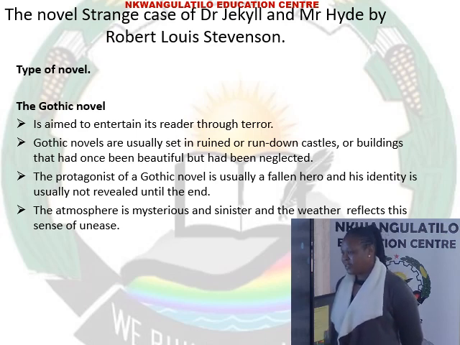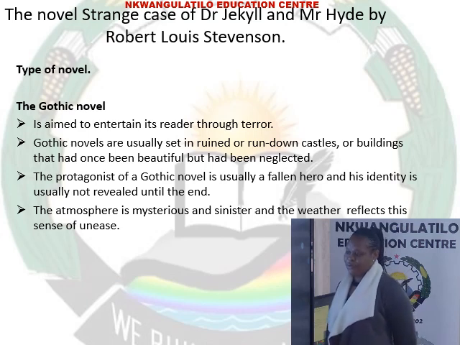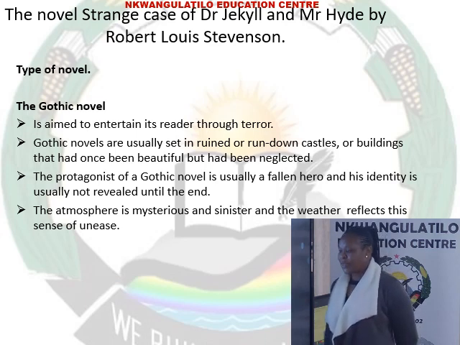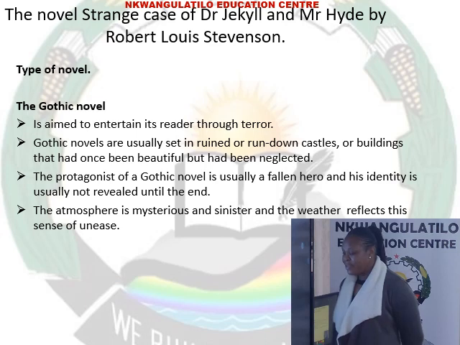It is aimed to entertain its reader through terror. Gothic novels are usually set in ruined or run-down castles or buildings that had once been beautiful but had been neglected. The protagonist of a Gothic novel is usually a fallen hero, and his identity is usually not revealed until the end. So in this case, our protagonist is Dr. Jekyll, who ends up being a fallen hero. Then the atmosphere is mysterious and sinister, and the weather reflects this sense of unease.